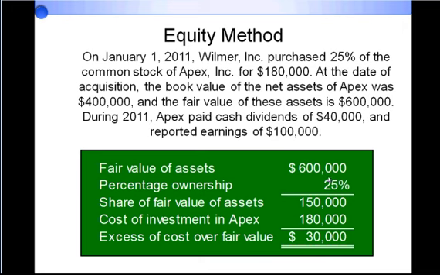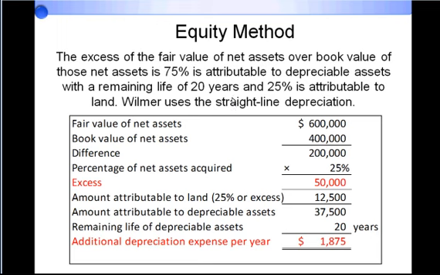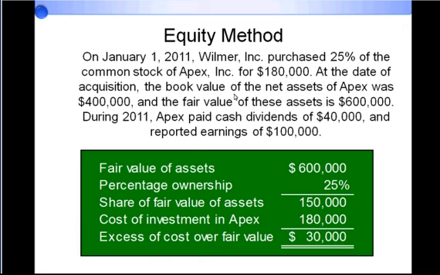And we'll take a look at another situation. Wilmer purchased 25% of the common stock of Apex for $180,000. At that date, the book value of the net assets was $400,000, and the fair value of these assets is $600,000. So right away, this is the situation of goodwill that we had. We paid more than it was actually worth. So during 2011, Apex paid cash dividends of $40,000 and reported earnings of $100,000. Those are going to be our normal adjustments.